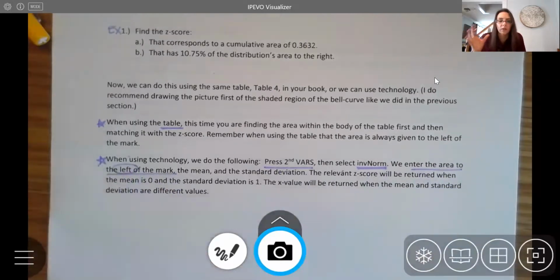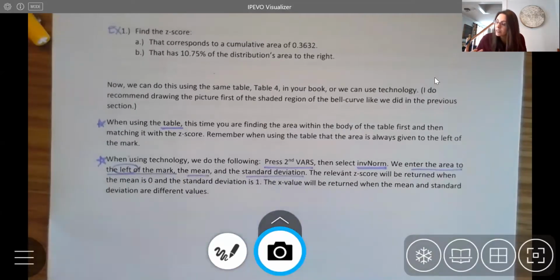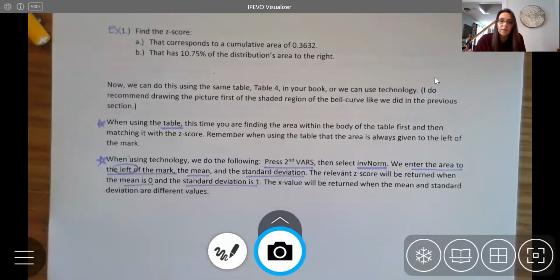The key thing here is when we're doing this process, you're always thinking the area to the left of whatever mark you're looking at, whether it's an x value or a z value. We tell our calculator the mean and the standard deviation, and then the relevant z-score, or later we'll see an x value, will be returned to us. When the mean is 0 and the standard deviation is 1, then you're looking at z-scores. If your mean and standard deviation are anything different from that, then you'd have an x value. So remember that z-scores always have a mean of 0 and a standard deviation of 1. It's important to keep that distinction in mind.